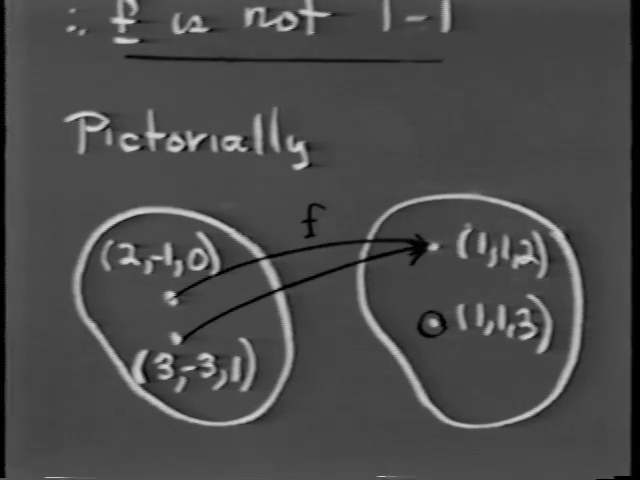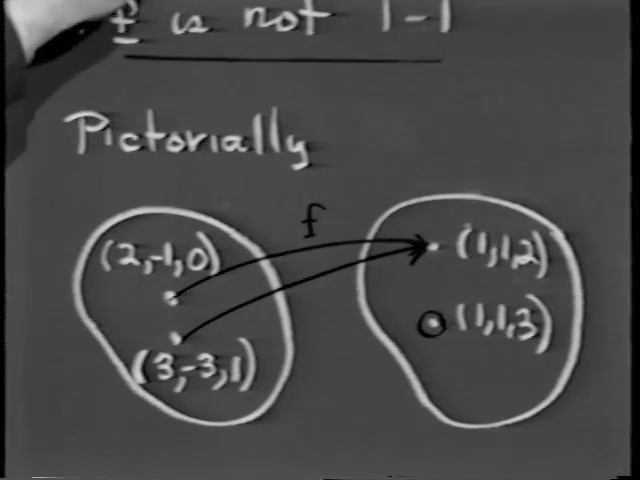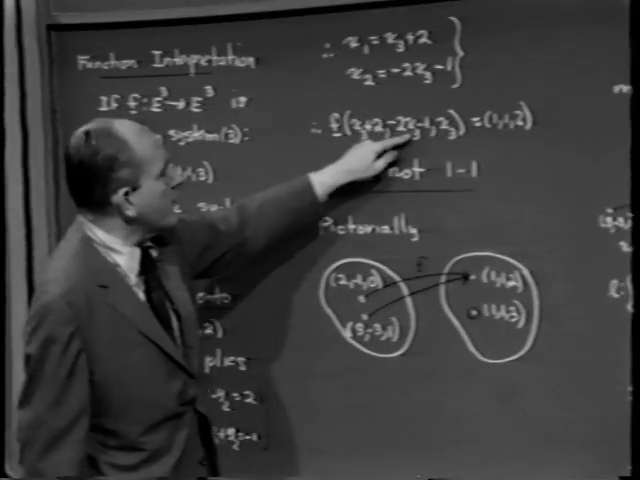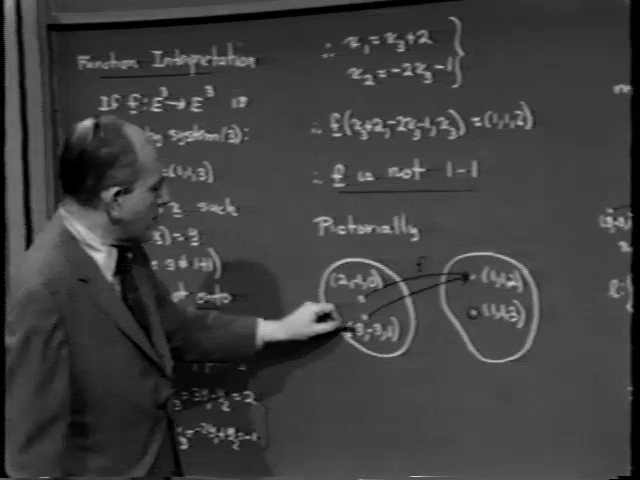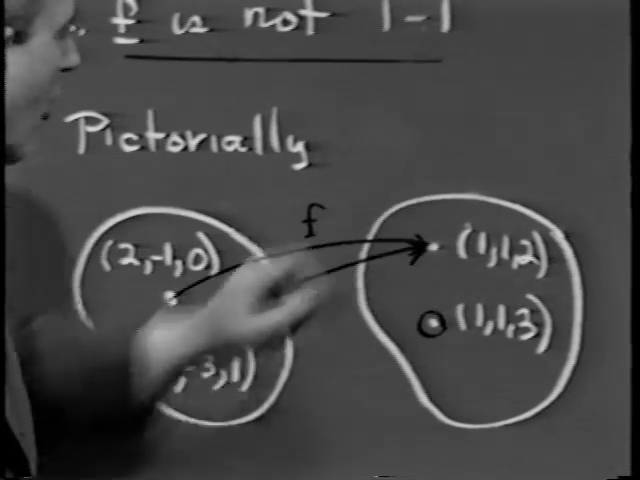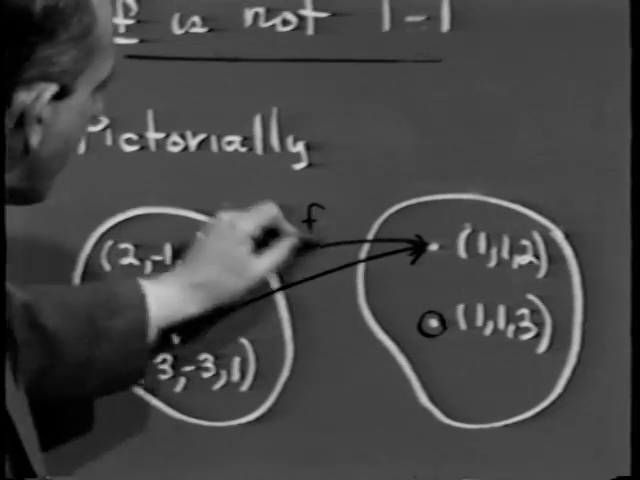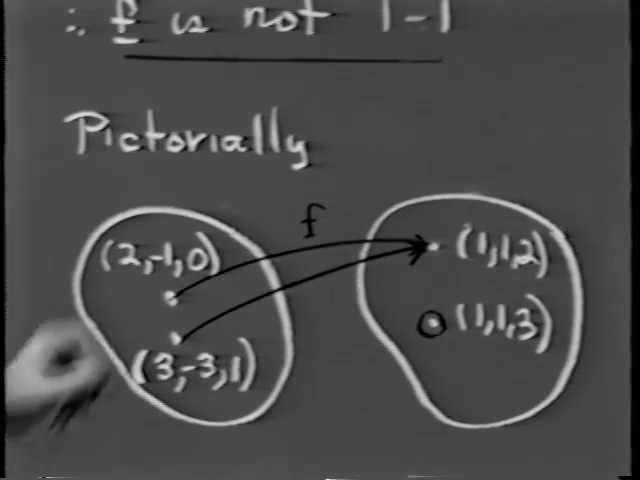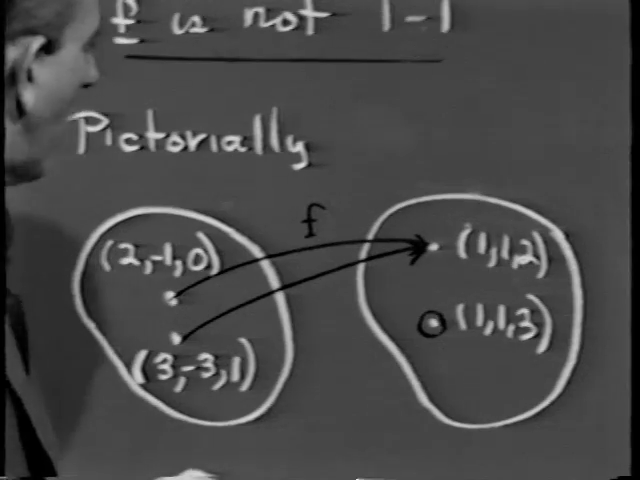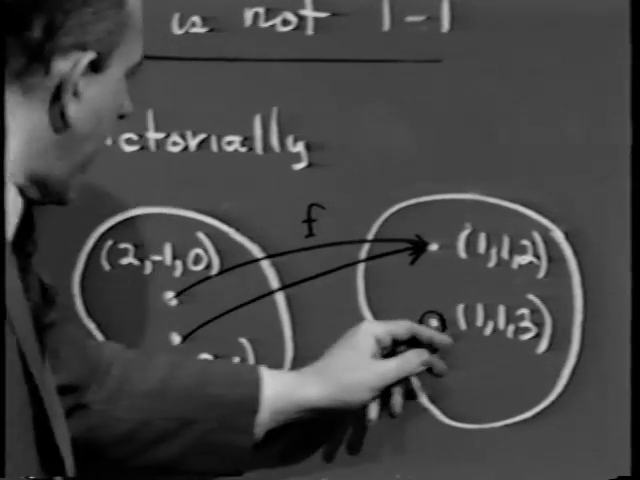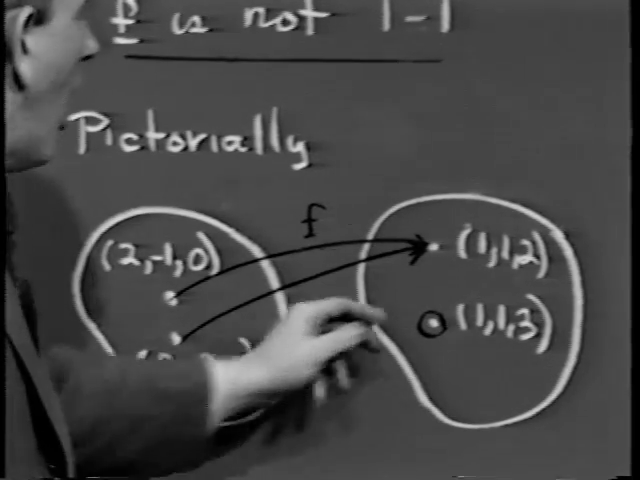If we pick x3 to be, say, 1, this becomes (3, -3, 1). So, for example, (3, -3, 1) also maps into (1, 1, 2). So that's the demonstration that f bar is not 1 to 1. And the fact that nothing maps into (1, 1, 3) is the indication that f bar is not onto.